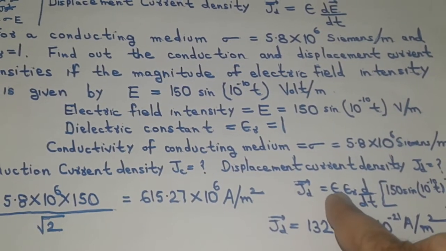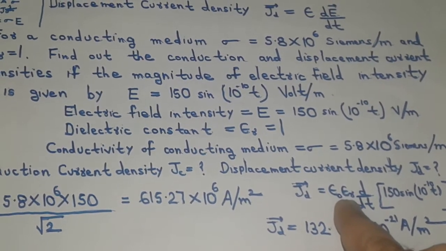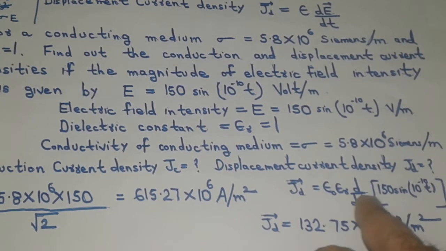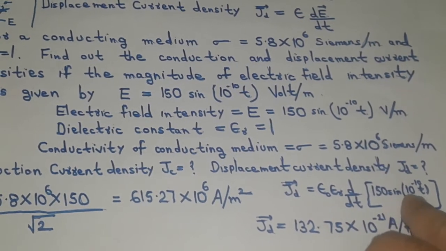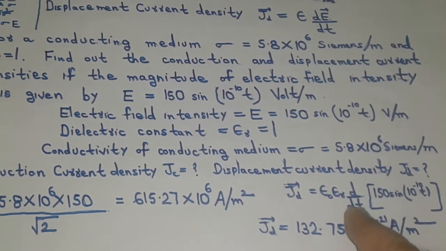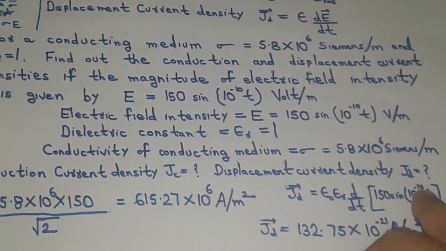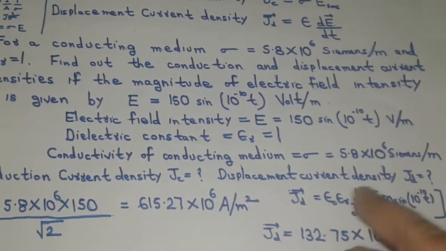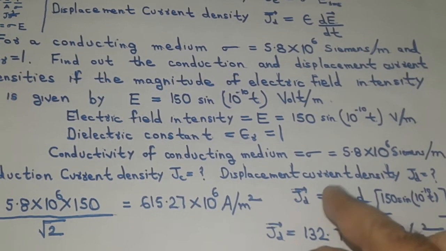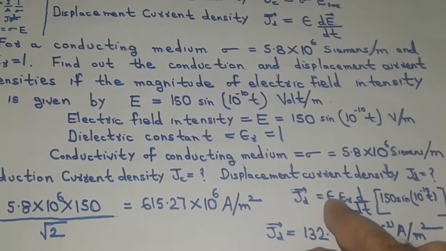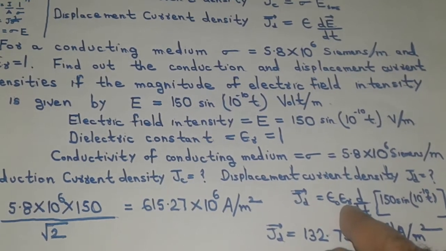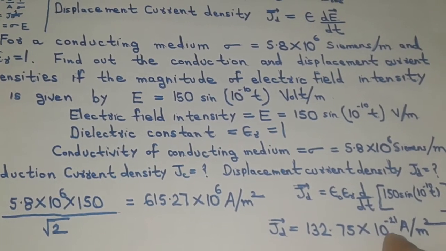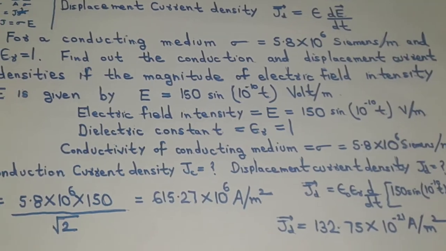So epsilon can be written as epsilon naught epsilon r, where epsilon r is dielectric constant or relative permittivity, d by dt of 150 sine 10 minus 10 t. So we will differentiate and we will take 10 minus 10 as approximation to 0. So when we differentiate we will get cos. So cos 0 is 1. So substituting the value of epsilon naught, which is 8.85 into 10 minus 12, and epsilon r, which is 1, we get Jd equal to 132.75 into 10 minus 21 ampere per meter square.